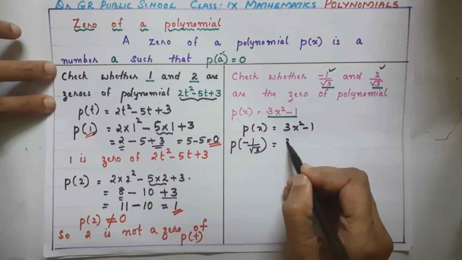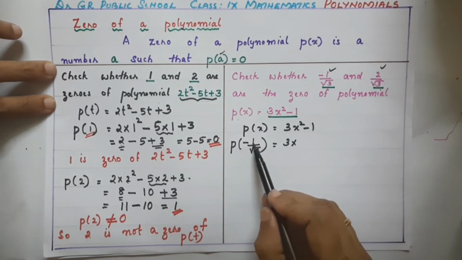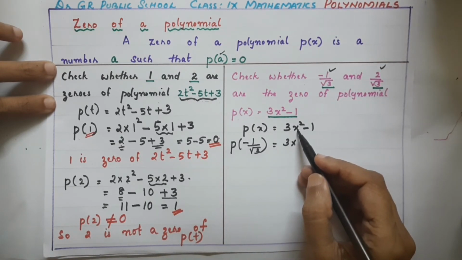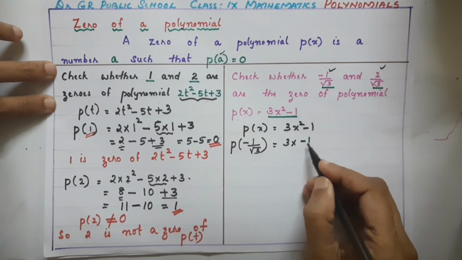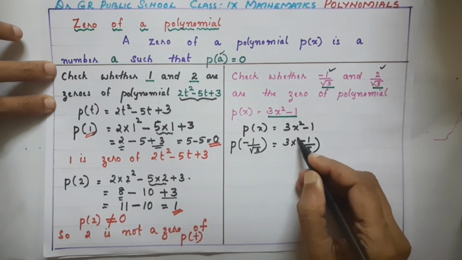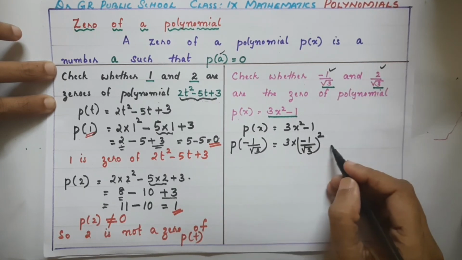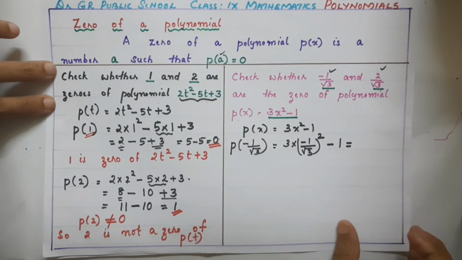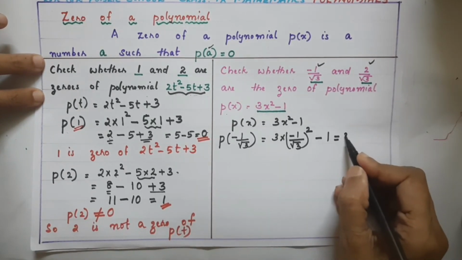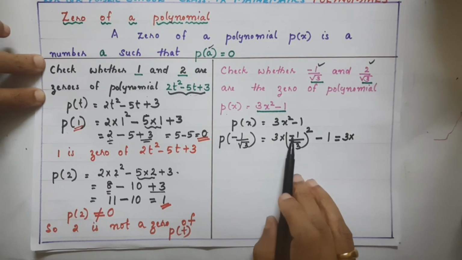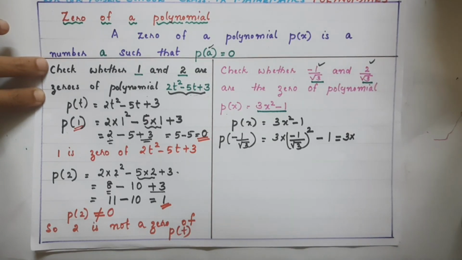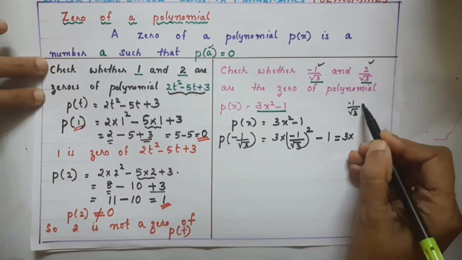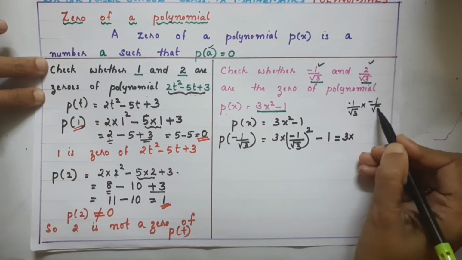Okay, children. So 3 multiplied by, what is minus 1 by root 3? Minus 1 by root 3. We have to substitute here. So minus 1 by root 3, the whole square, x square minus 1. It is equal to 3 multiplied by, what is minus 1 by root 3 the whole square? Minus 1 by root 3 multiplied by minus 1 by root 3.